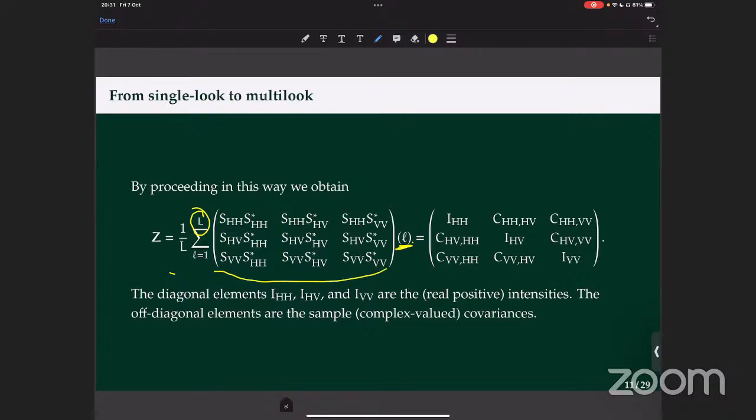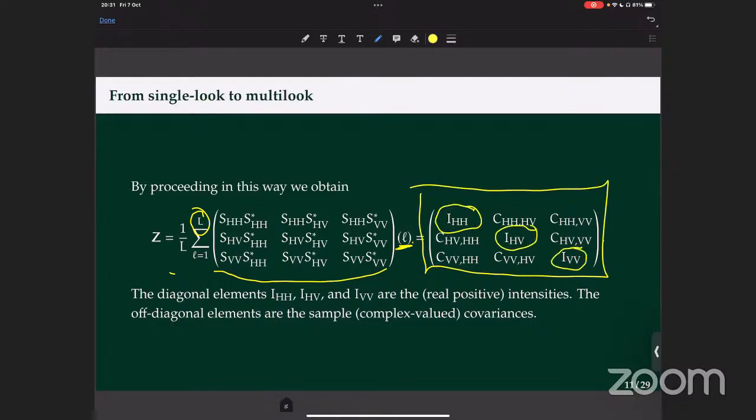This average becomes this beautiful object in which the diagonal is formed by non-negative numbers. We call these elements the intensities. And the off-diagonal elements are complex numbers. Look, this is the conjugate of this, this is the conjugate of that one, and this is the conjugate of that one. We call these off-diagonal elements the complex-valued covariances. So this is the object with which we work most of the time when we handle PolSAR data.